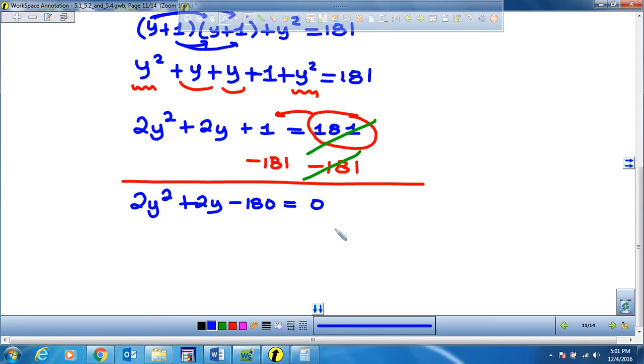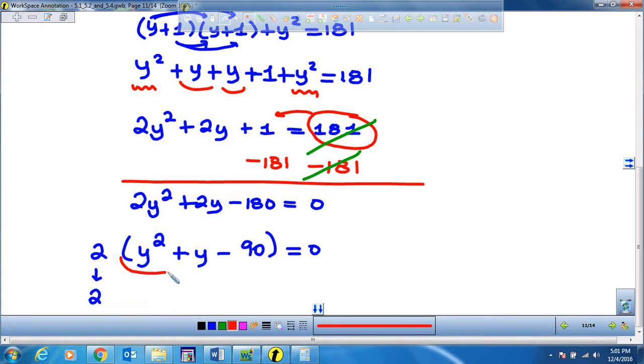So factor from the three terms. What's in common to them? All of them have in common the fact that all the coefficients can be divided by 2. 2 times y squared is 2y squared. 2 times y is 2y. And 2 times negative 90 is negative 180. Then this 2, you're just going to keep bringing it down.